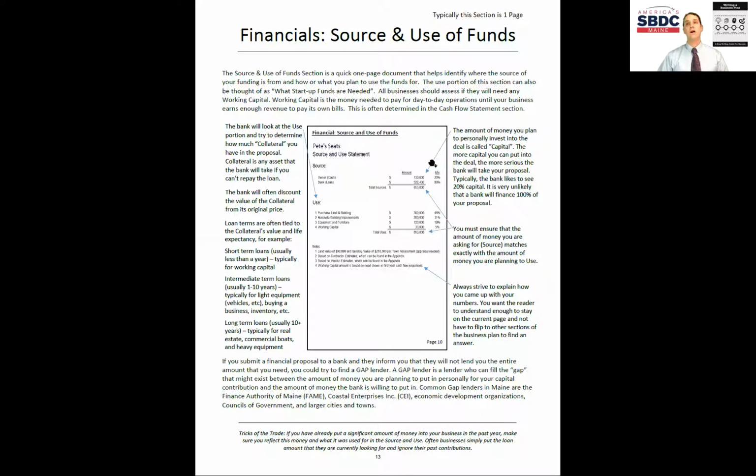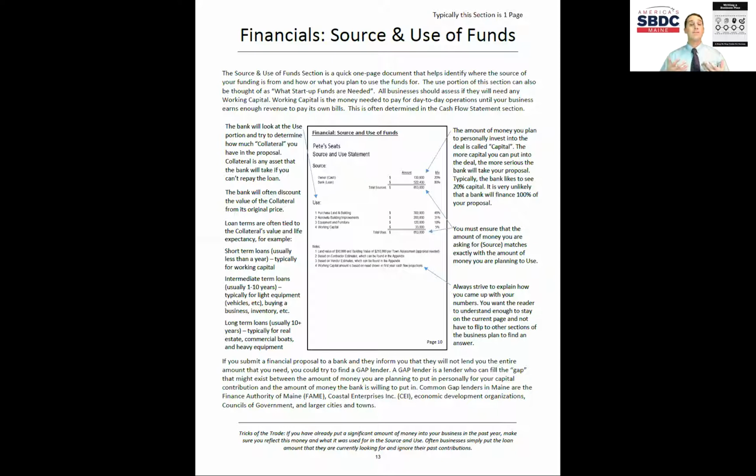Right? So when we're looking at the sources, one of those sources should be yourself. Depending on how risky your business might be, that can be anywhere from 10% up to 30% or more. 10% being less risky, and the higher percentages being more risk. So for instance, if I were starting a dentist office, it might be a 10% down. Whereas if I were starting a restaurant in the Portland area, it might be more like 30% down.